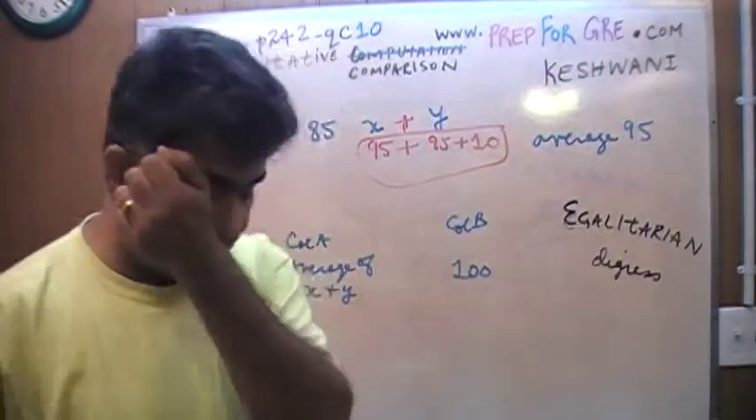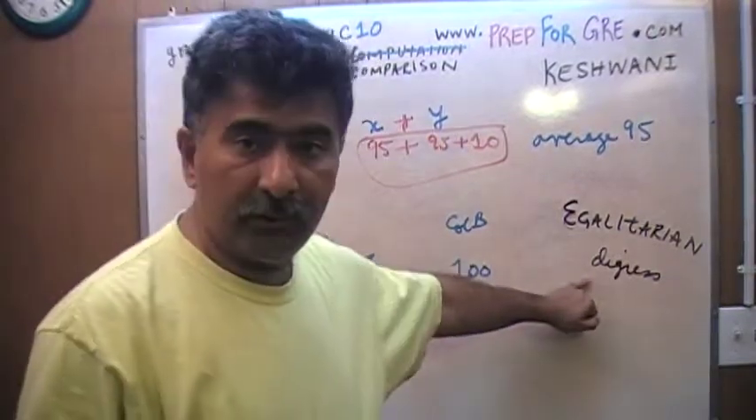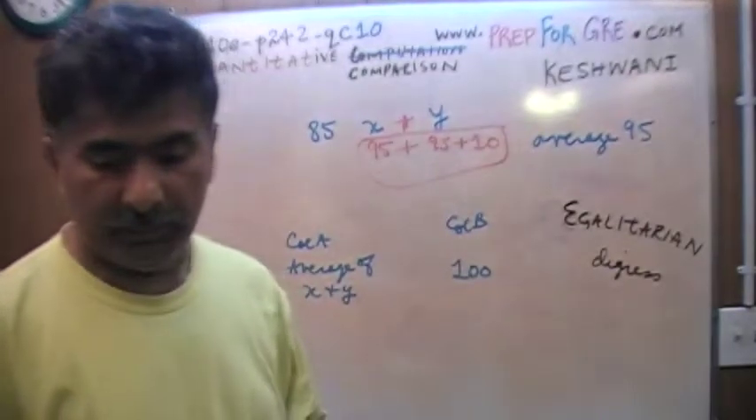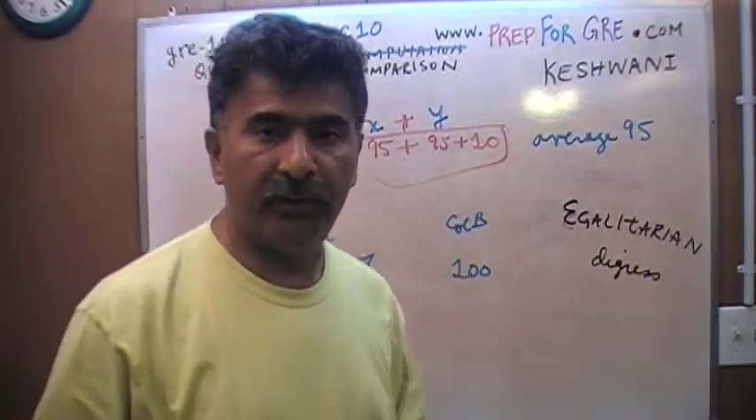I don't know why I have the tendency to digress like that. If you do not know what digress means, look it up also. It just means to go off a topic. Look up the word egalitarian and learn it. Egalitarian means situations where everybody is equal.